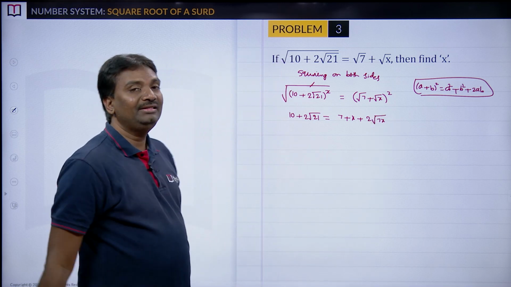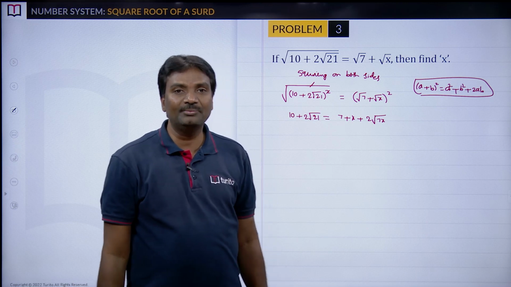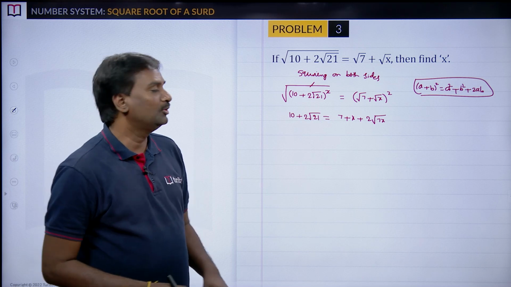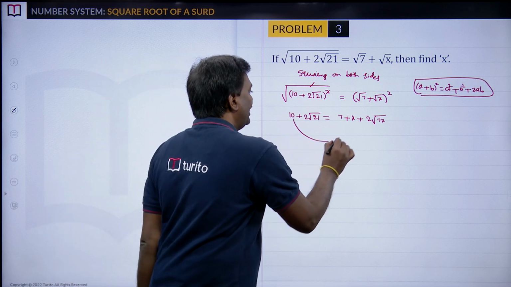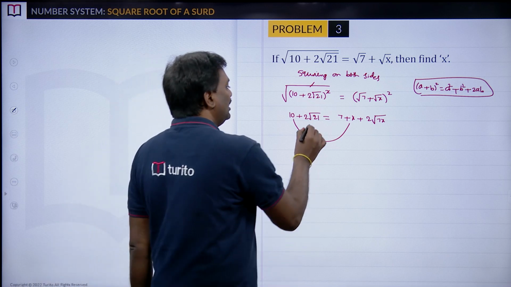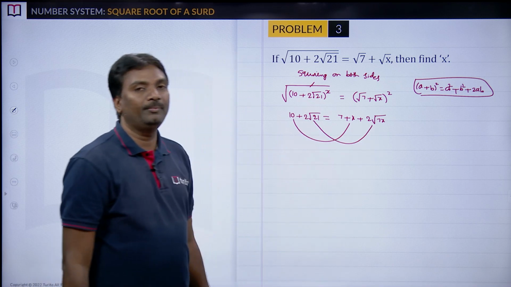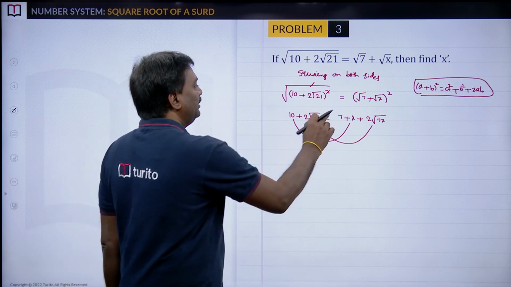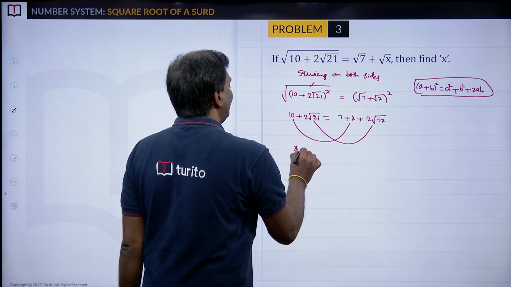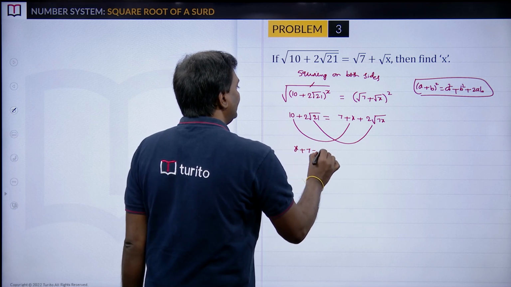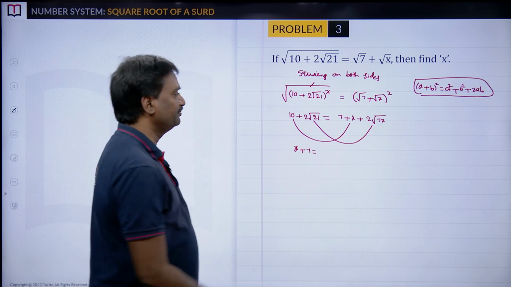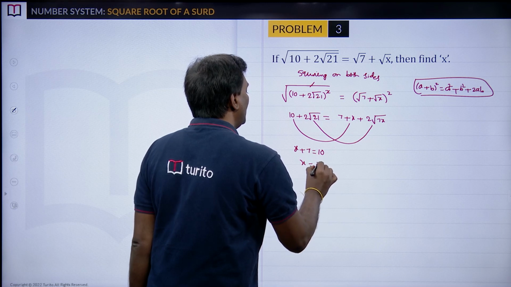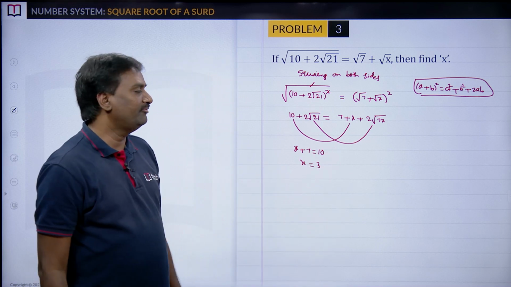Now here by comparing either rational terms or irrational terms on both sides. According to the problem we have to find the value of x. That's why you may compare rational numbers on both sides, or you may compare irrational terms on both sides. In both cases we must get the same value of x. If we take x plus 7 equal to 10, by comparing rational terms, x plus 7 or 7 plus x, both are same, equal to 10. If we take 7 to that side, x equal to 10 minus 7 equal to 3. So this is the value of x.